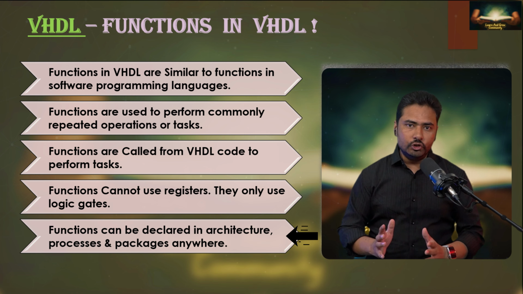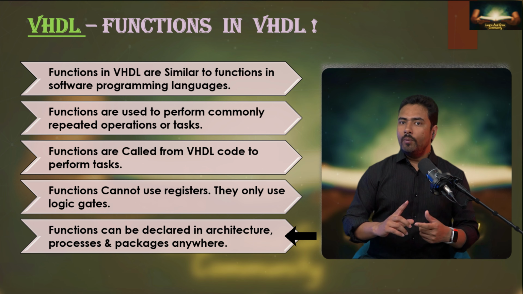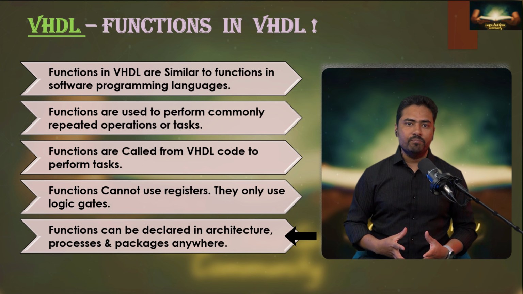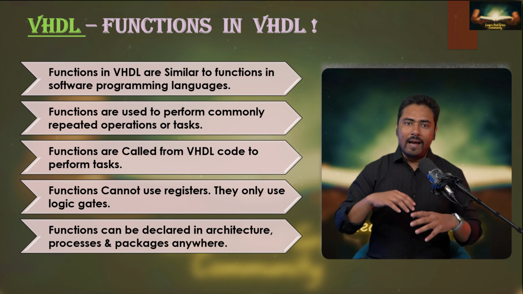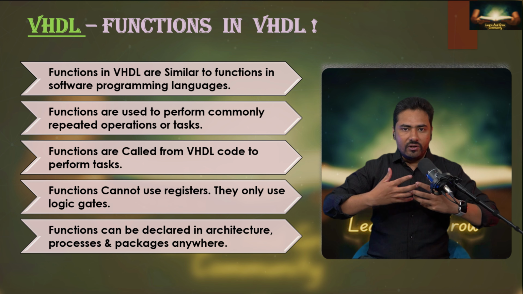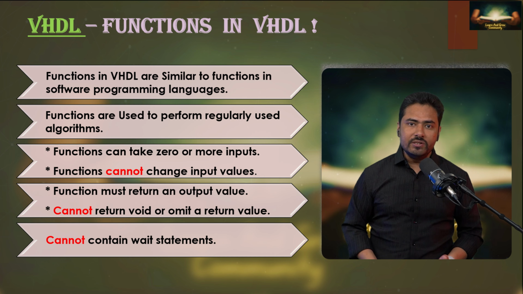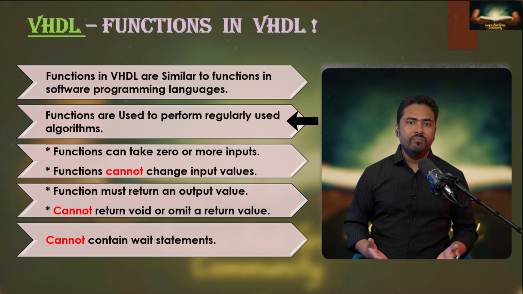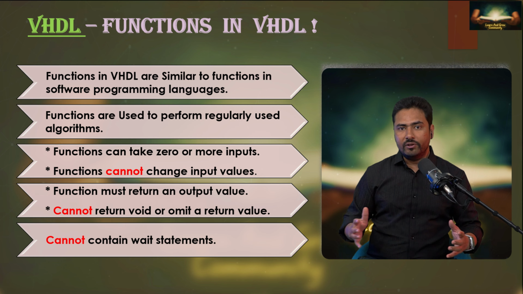You can write your functions and procedures in the architecture declaration section, processes and packages. So you are flexible to organize your code efficiently and reuse your logic across different parts of your design. You can assume that functions are subprograms in VHDL and they are useful when there is a need of a repetitive section of the code.